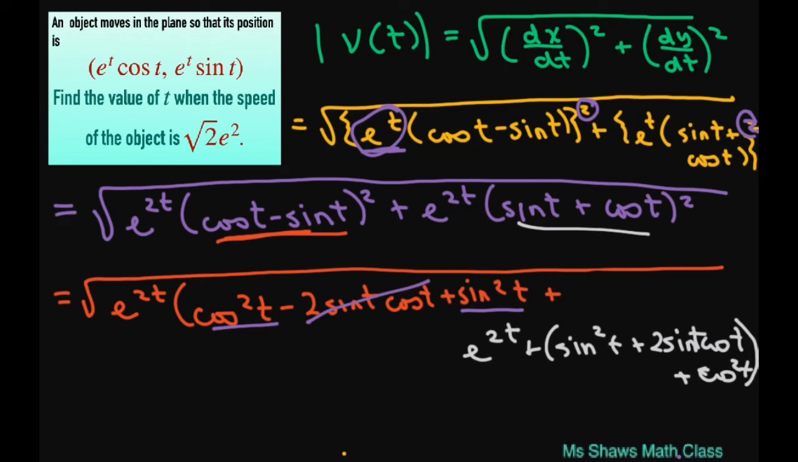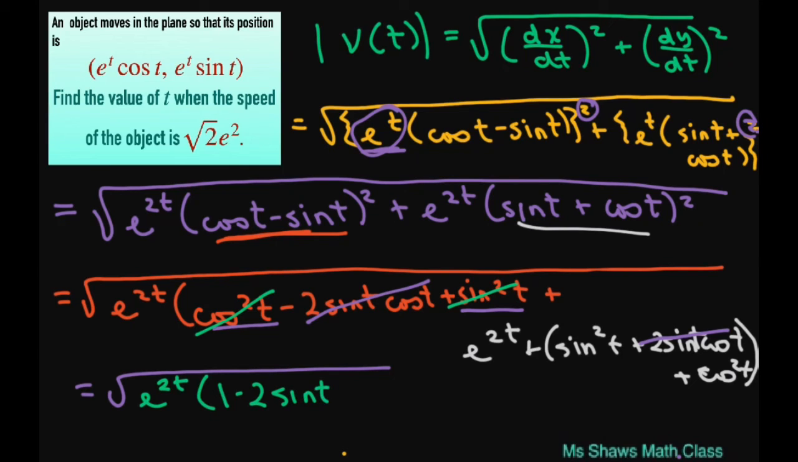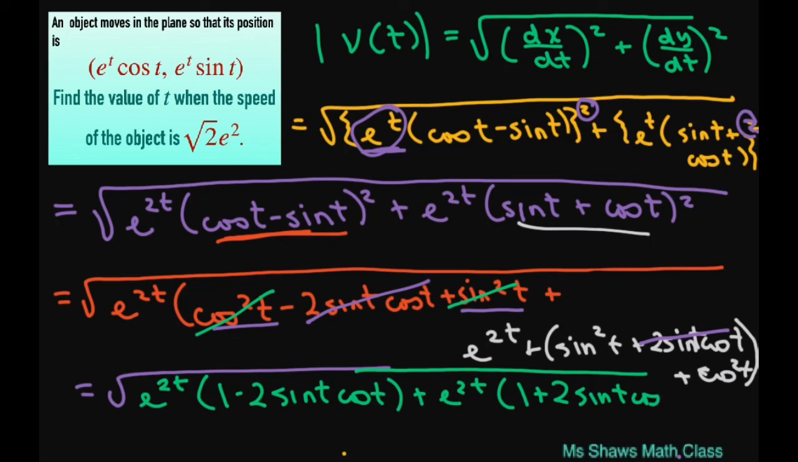All right, now what happens is these two will give you 1, and these two are going to cancel out. So basically what we have now is e to the power of 2t, and this equals 1. So 1 minus 2 sine of t cosine of t, and then we're going to have the same thing plus e to the power of 2t, 1 plus 2 sine of t cosine of t.